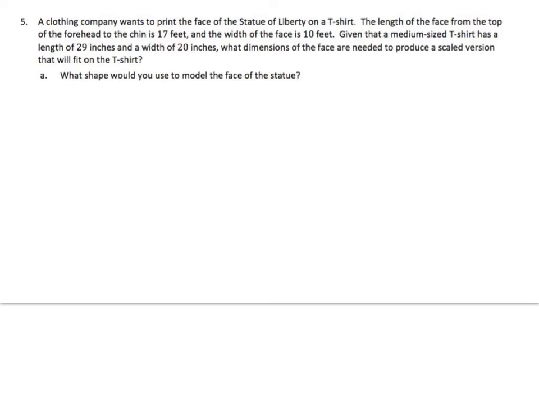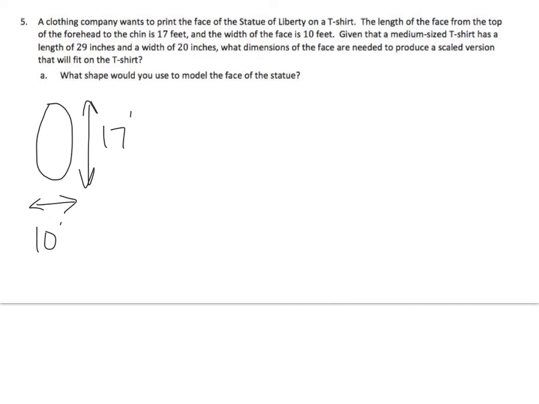Okay, a clothing company wants to print the face of the Statue of Liberty on a t-shirt. The length of the face from the top of the forehead to the chin is 17 feet. The width of the face is 10 feet. Okay, we have 17 feet and 10 feet.